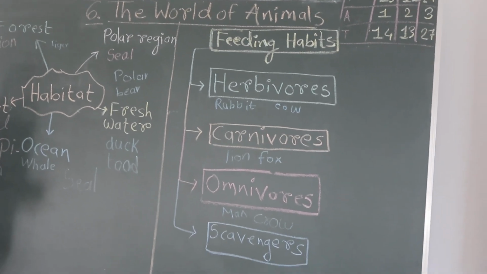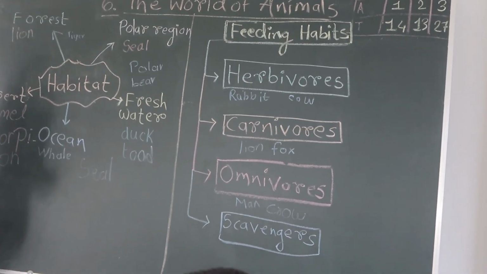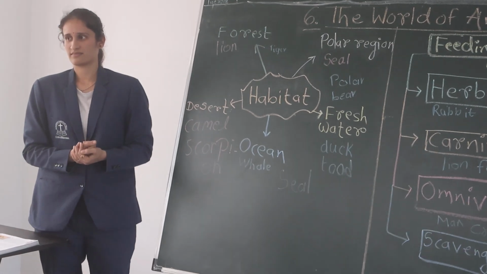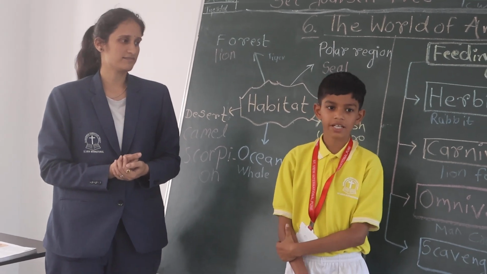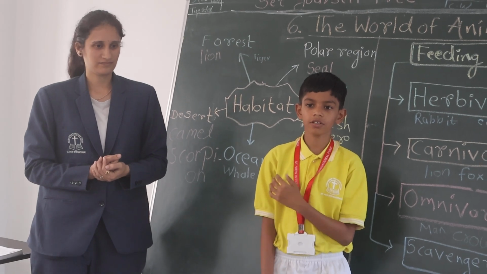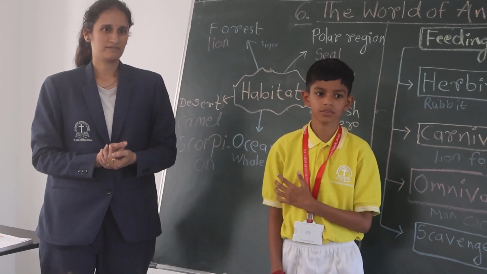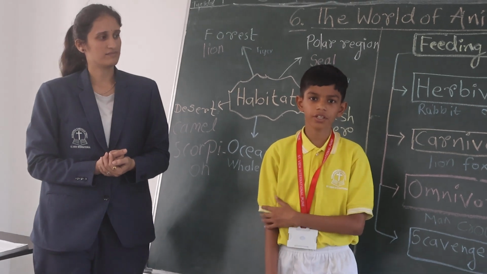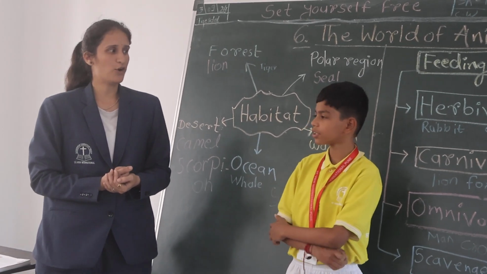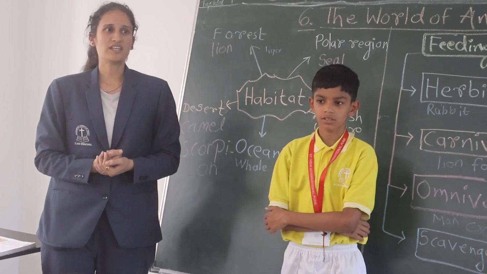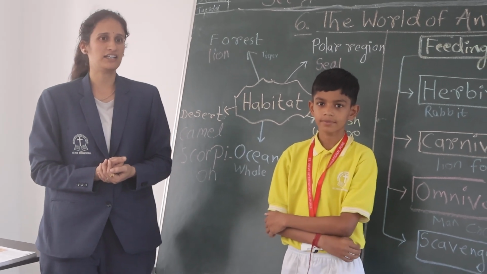Scavenger. Brihan, will you be able to explain what are scavengers? Scavengers are those animals who eat dead bodies. Scavengers are those animals who feed on dead and decaying matter. So they feed on the dead as well as decaying matter and dead bodies.